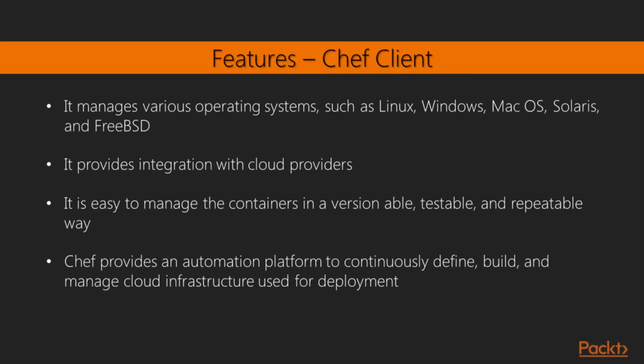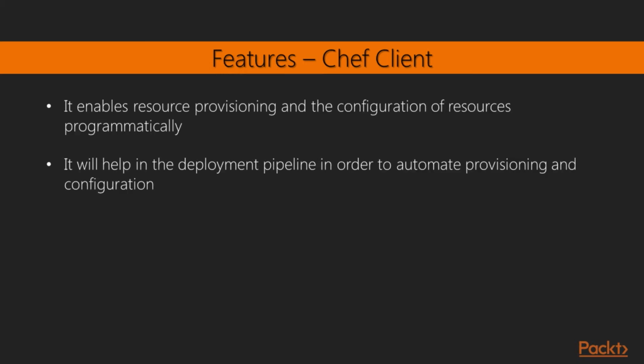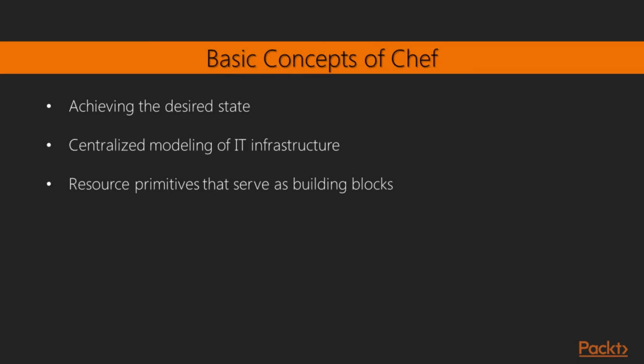Chef provides an automation platform to continuously define, build, and manage cloud infrastructure used for deployment. It enables resource provisioning and the configuration of resources programmatically, and it will help in the deployment pipeline in order to automate provisioning and configuration. These are three basic concepts of Chef that will enable organizations to quickly manage any infrastructure. Achieving the desired state. Centralized modeling of IT infrastructure. Resource primitives that serve as building blocks.